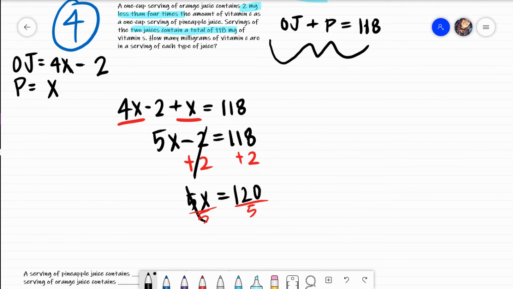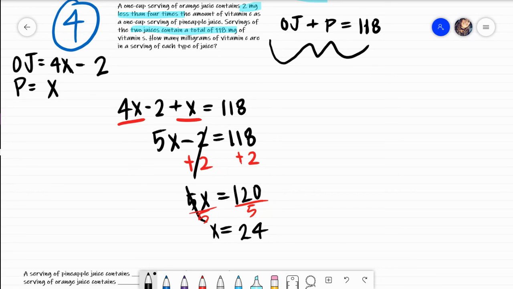So those canceled, and I get x equals. So I know that 20 times 5 is going to give me 100. Excuse me. And then 4 times 5 would give me 20. So that's where I got 24 from. Go ahead and use your calculator. Okay. So I've got x equals 24.